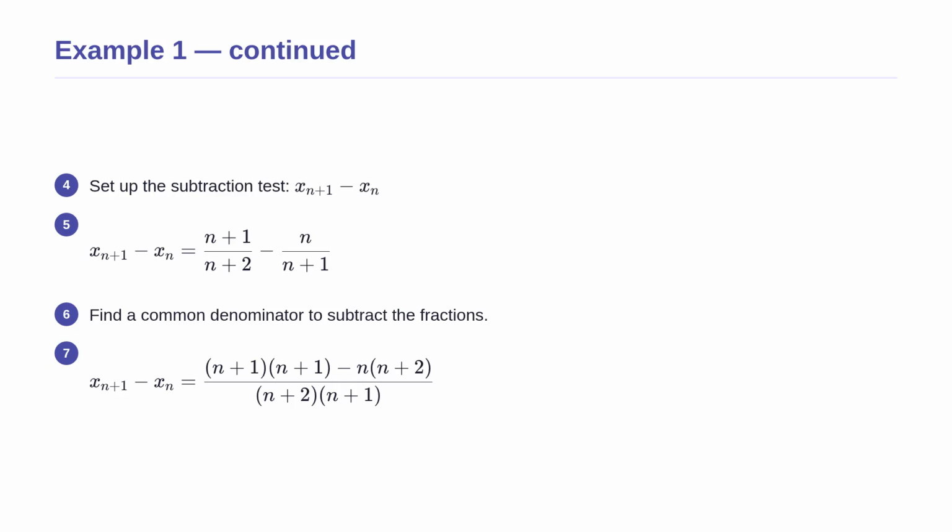To subtract these two fractions, we need a common denominator, which will be the product of the two bottom parts. We multiply the top and bottom of each fraction appropriately. This crucial step ensures we are comparing apples to apples before we simplify.